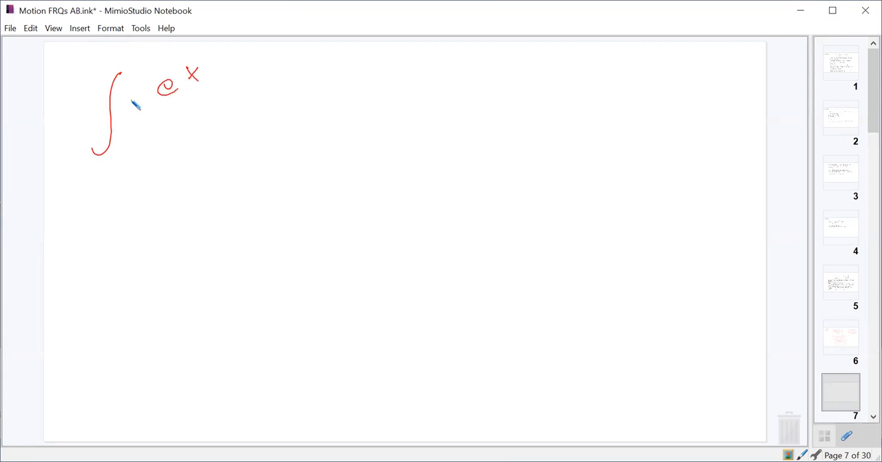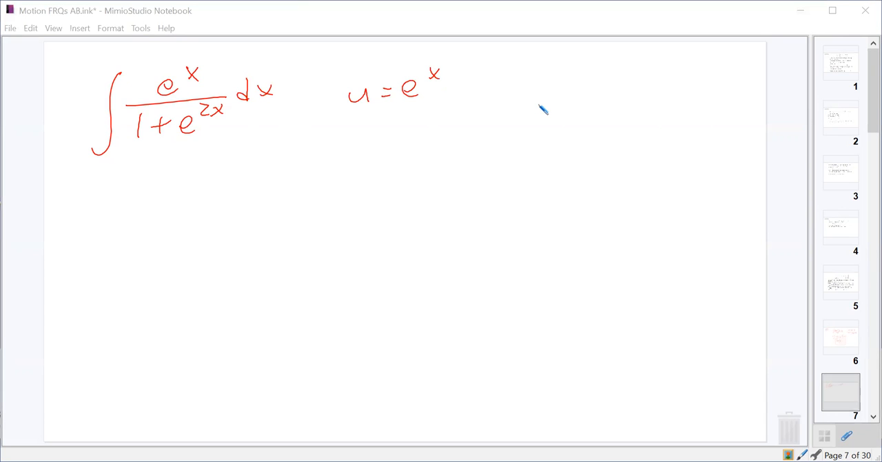Number 50, we got e to the x over 1 plus e to the 2x. Anybody have any good thoughts on what to do with that one? What u substitution do you want to use? You want to use e to the x? All right, if we let u equal e to the x, this is a thought by Karina, letting u equal e to the x, that's my dx there.